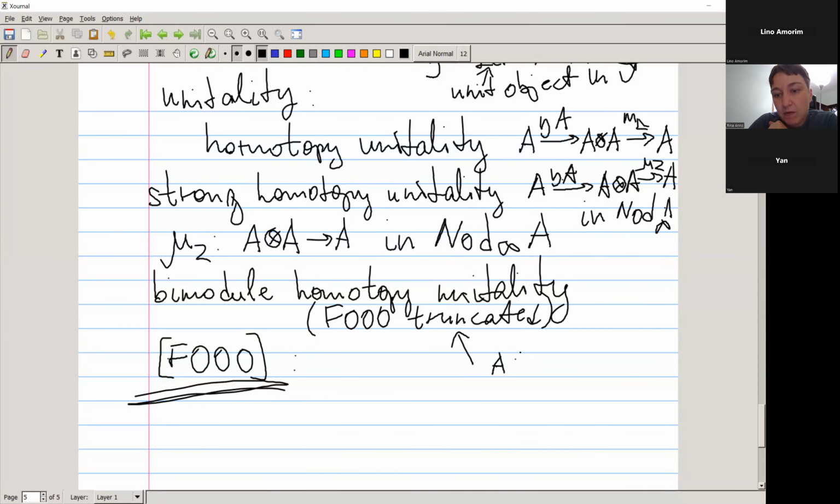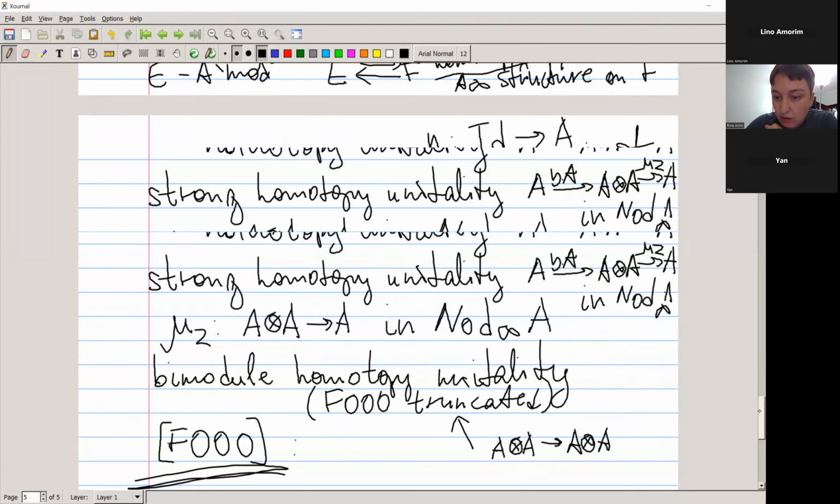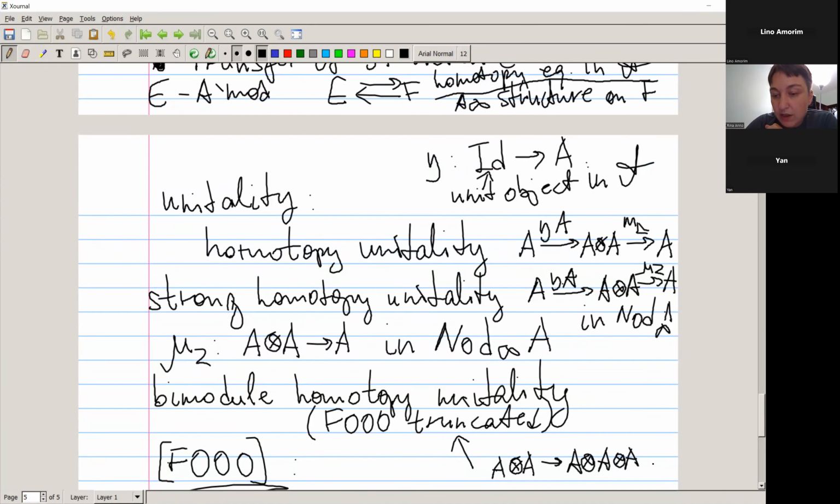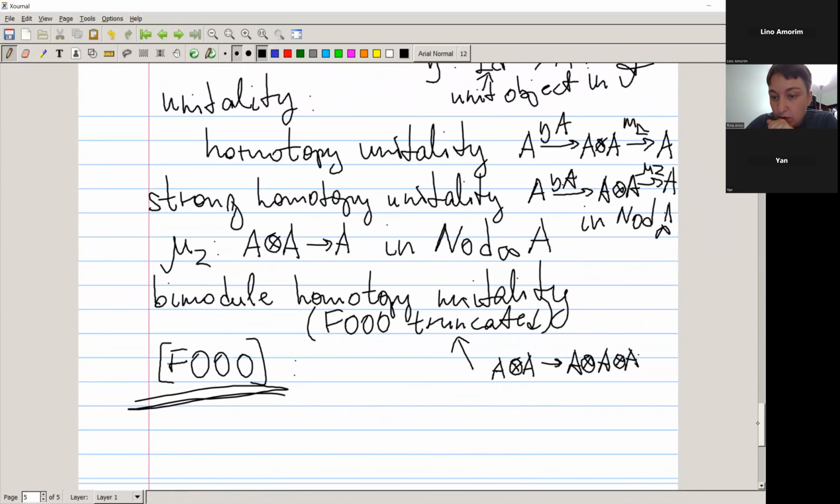So we can have A tensor A, and then we can grow an A in the middle. And then we can map it to A tensor A in two possible ways: we can go mu2 identity, or we could go identity mu2. So we can multiply. So this is identity eta identity, and this is mu2 identity, and this is identity mu2. So both these compositions are homotopy equivalences.